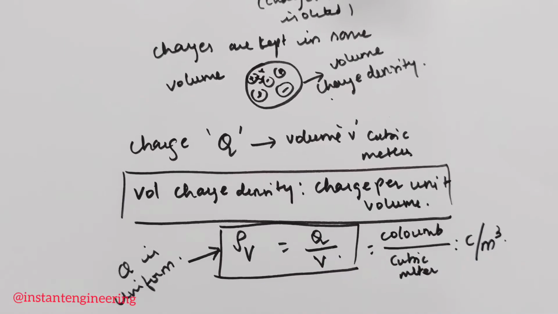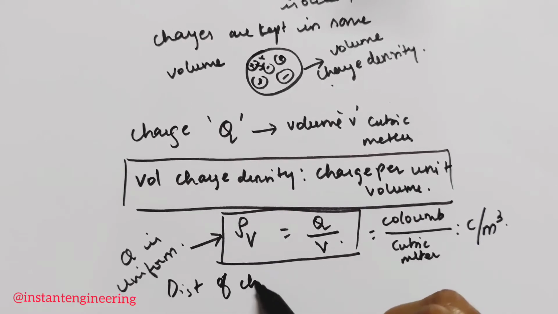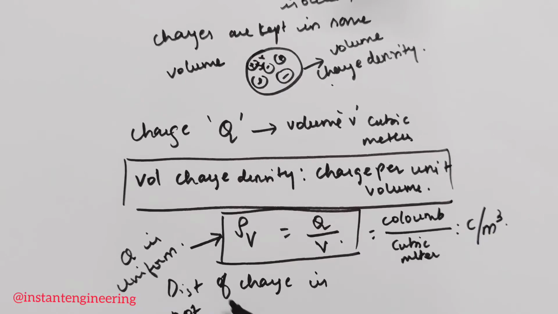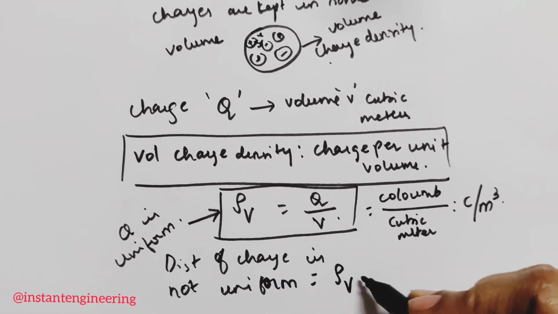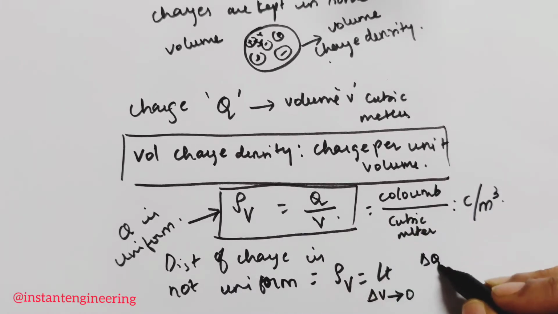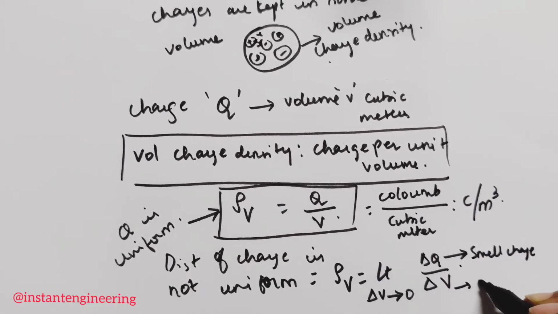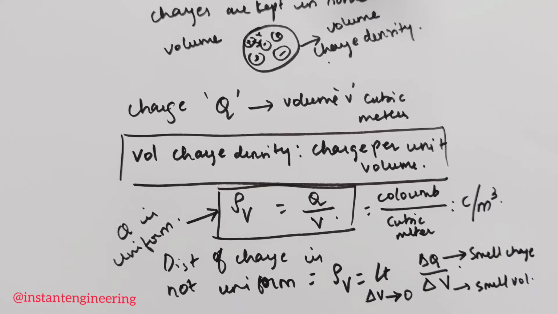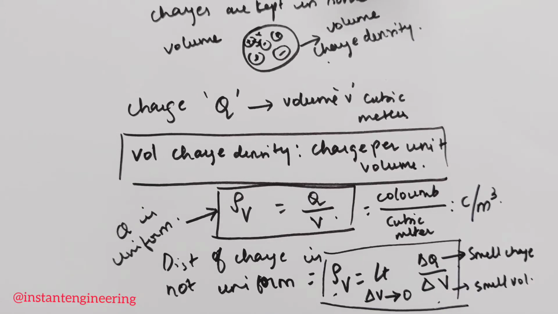When it is not uniform, that means this charge per unit volume will be varying. When the distribution of charge is varying or not uniform, you can say that in the volume, rho V is given as the limit delta V tends to 0 of delta Q by delta V. Delta Q is the small charge, and this is the small volume. The smaller the volume, the more accurate the value of charge density obtained. The lesser this value is, the more accurately you can get the charge density value. This is when the charge distribution is not uniform.